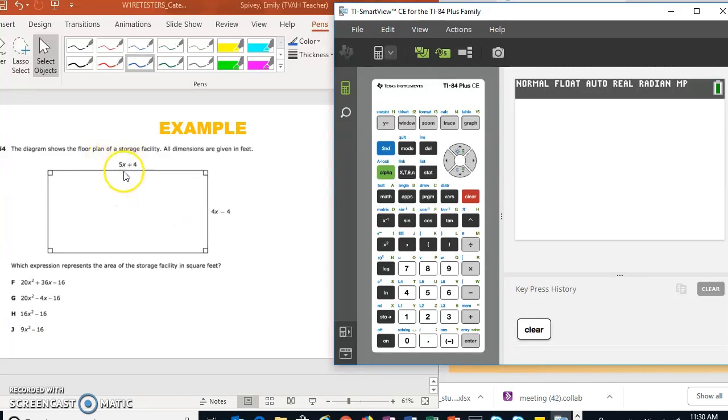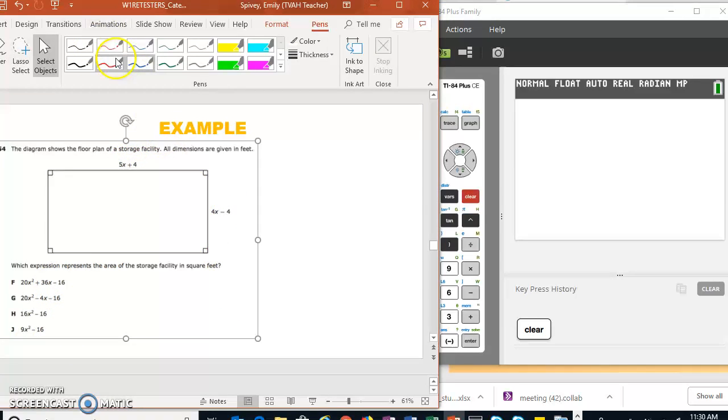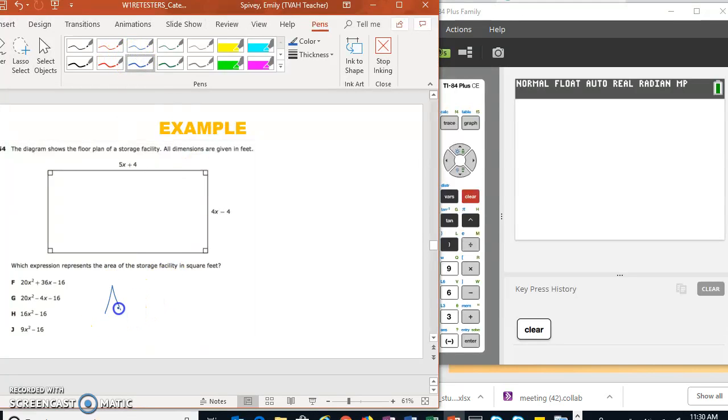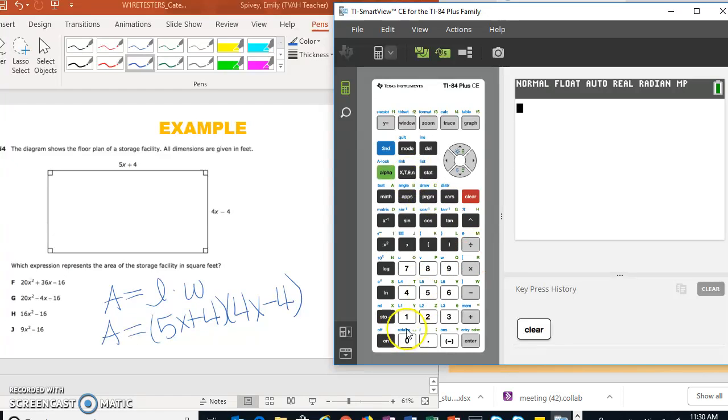Now, this problem is asking for us to figure out which of the answer choices is the area of this problem. So let me remind you that area is equal to length times width. So the area is equal to 5x plus 4 times 4x minus 4. So that's what we're going to use over here in our calculator.